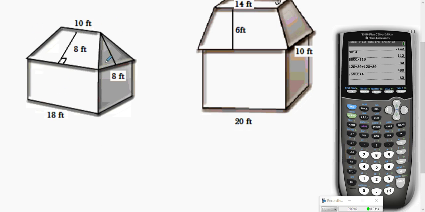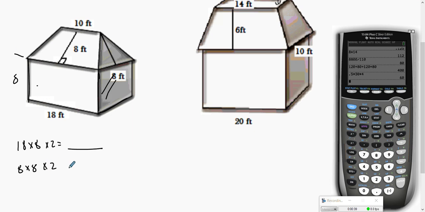Okay, so let's see here. I've got a rectangle here, and it says the walls are 8 feet tall. So I got this rectangle here, 18 by 8, right? And there's two of those, front and back. So that would be times 2. That would be those two walls. These walls, this is 8 by 8. So 8 by 8, and there's one on this side and one on the back. That's times 2. Get that number.